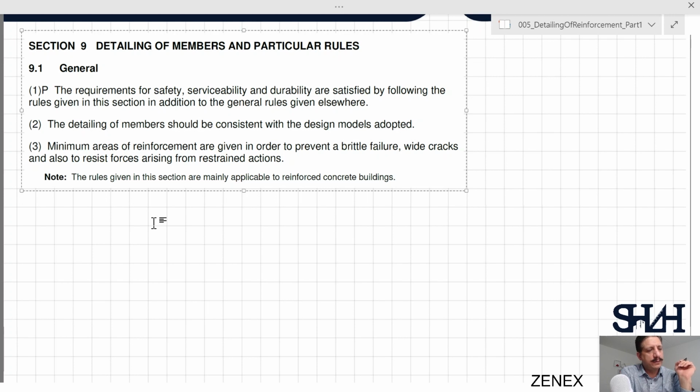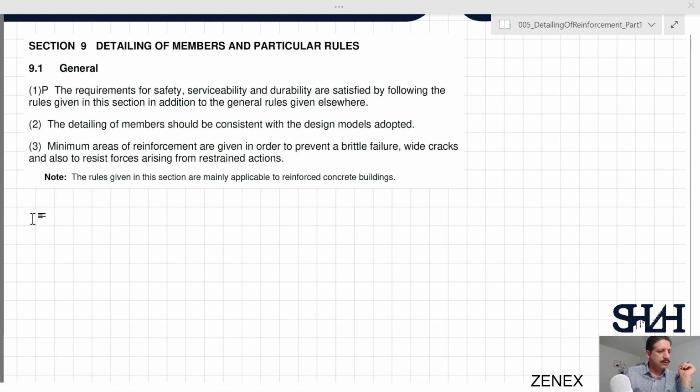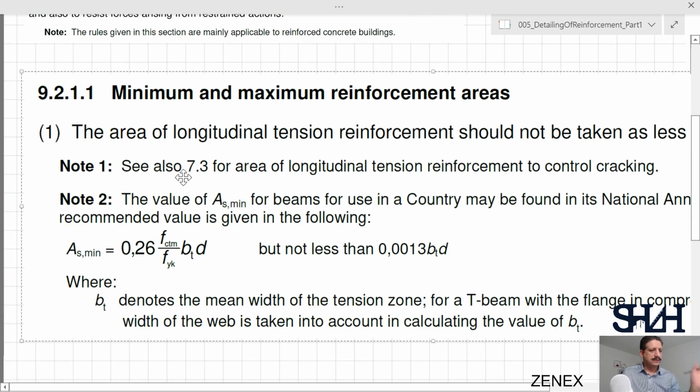The detailing of members should be consistent with the design models adopted. Minimum areas of reinforcement are given in order to prevent a brittle failure, wide cracks, and also to resist forces arising from restraint action. The rules given in this section are mainly applicable to reinforced concrete buildings. So the code is for buildings. For a special case, we need to follow other regulations.